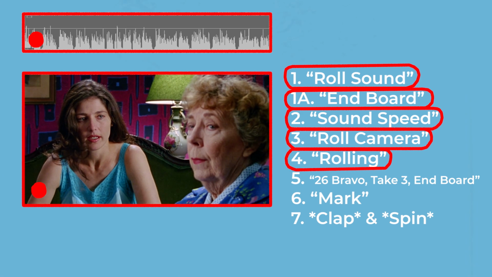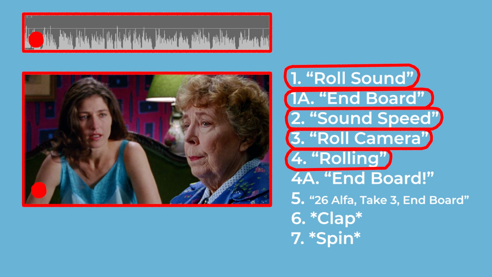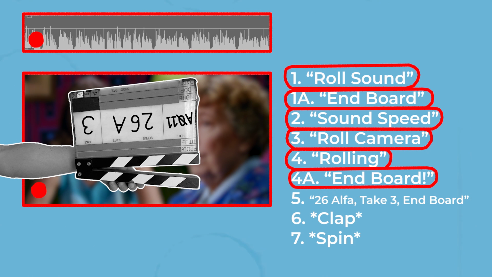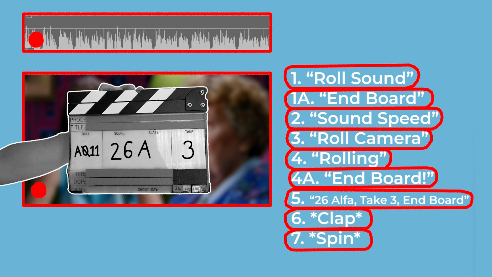Just as cut is called to end the take, the second AC needs to quickly and loudly again announce end board. They will then quickly put the board in front of the camera with the sticks open but in an upside down position. They will announce the board, 26 Alpha take 3, end board, give it a clap, then spin the board so that the editor can read it.